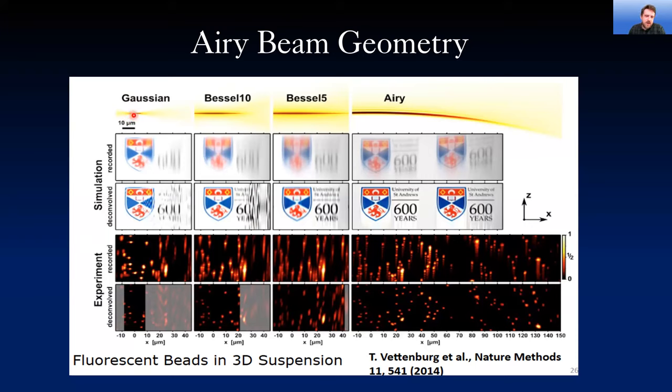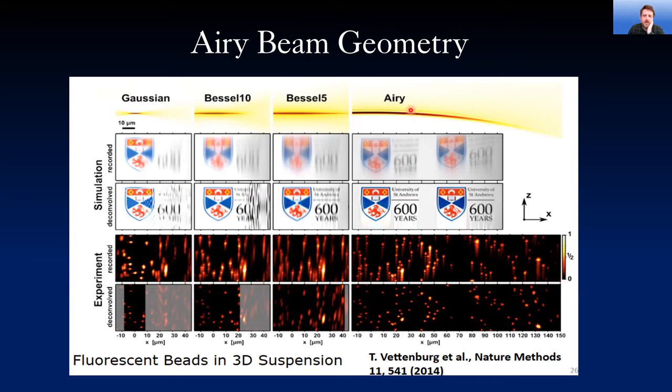The difference that you get between Gaussian and Bessel and Airy beams is that Bessel and Airy beams are what are called non-diffracting beams. So they're able to propagate through space a lot further for the same optics that you use. The benefit that you get with that primarily is a large field of view with the same sort of resolution optics.